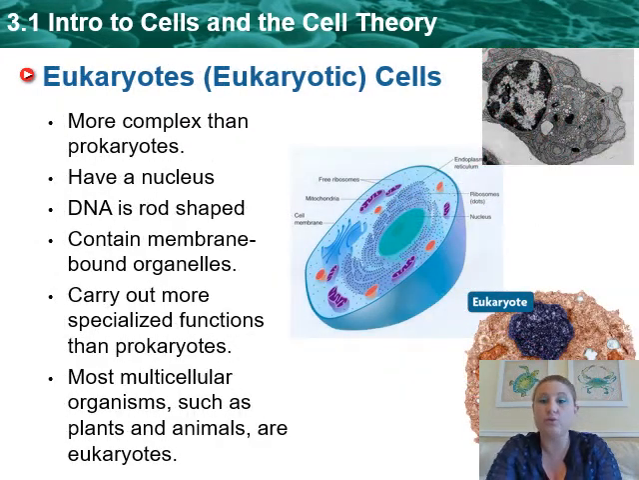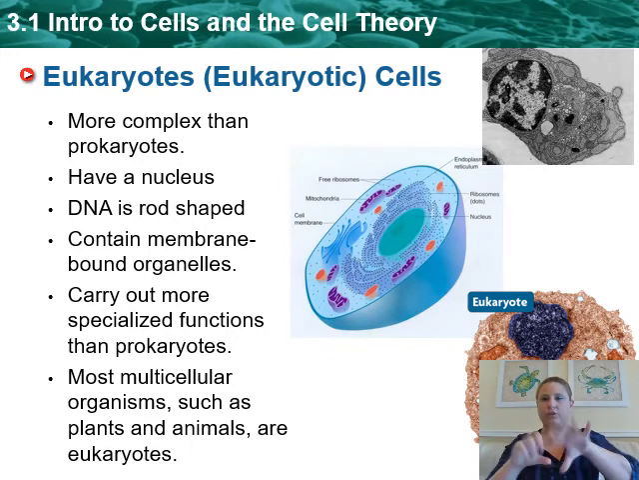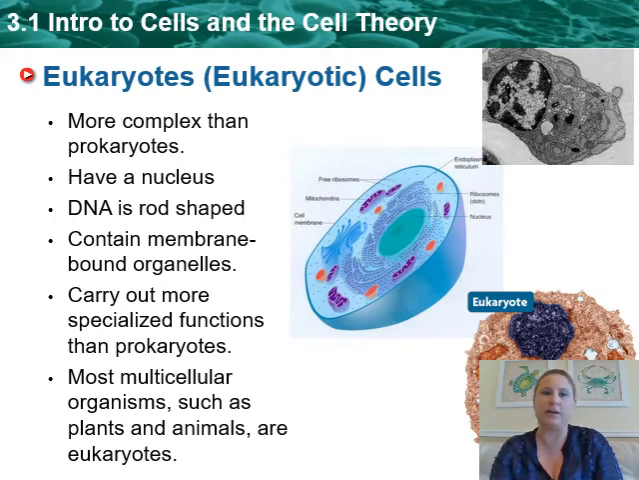Then we have eukaryotes. Eukaryotes are much more complex. They have a lot of organelles compared to the prokaryotic cell. They actually do have a nucleus, right? You see it. The DNA is inside the nucleus of the cell. It has rod-shaped DNA, and we do have these membrane-bound organelles, okay? That means that our organelles are all in their own little baggies. They're not just floating freely in the cytoplasm. Our eukaryotes are much larger than a prokaryotic cell, and they carry out much more specialized functions. So they have special jobs that they do.